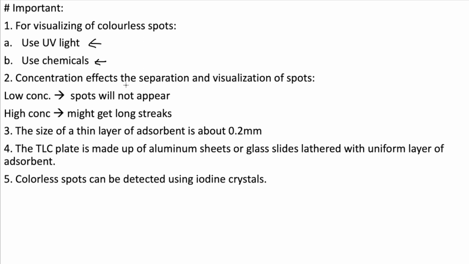Concentration affects the separation and the visualization of the spots. A low concentration spot will not appear, whereas with high concentration you might get strong streaks. So you have to take an appropriate concentration so that the separation becomes quite easy to see. The thickness of the thin layer adsorbent is about 0.2 millimeter. The TLC plate is made up of aluminum sheets or glass slides coated with a uniform layer of adsorbent. A colorless spot can be detected using iodine crystals or in UV light.